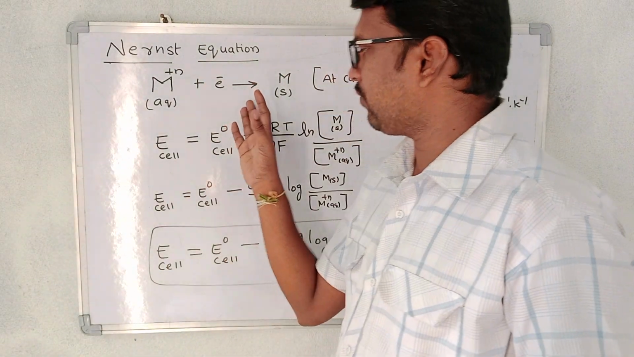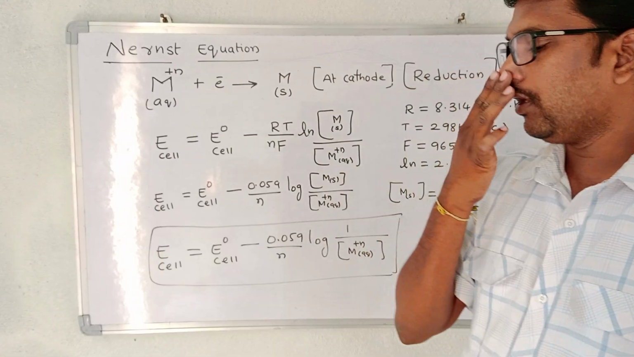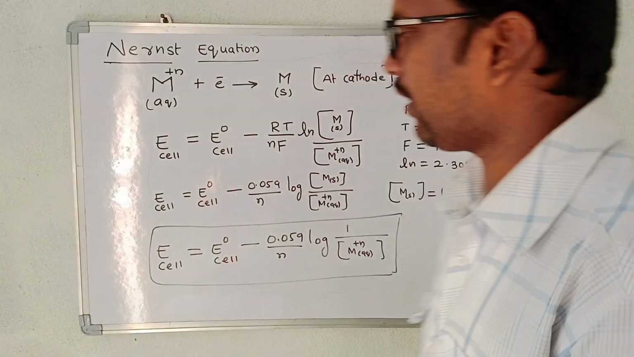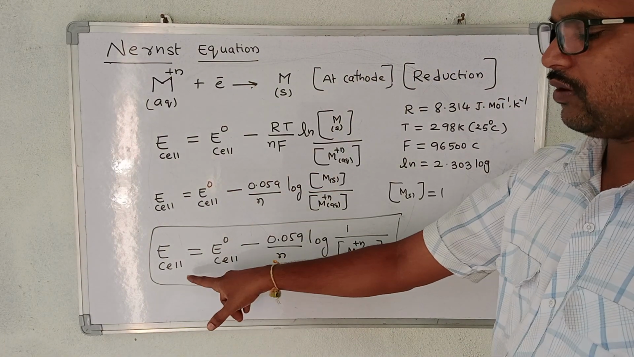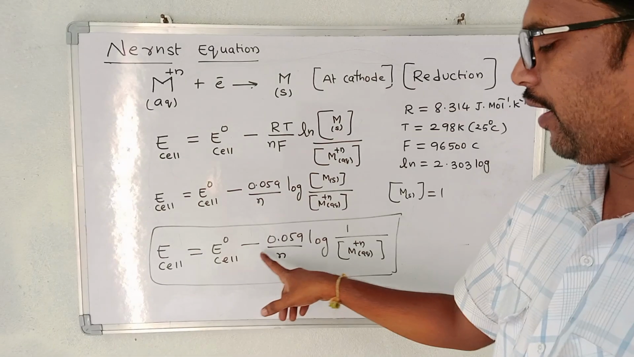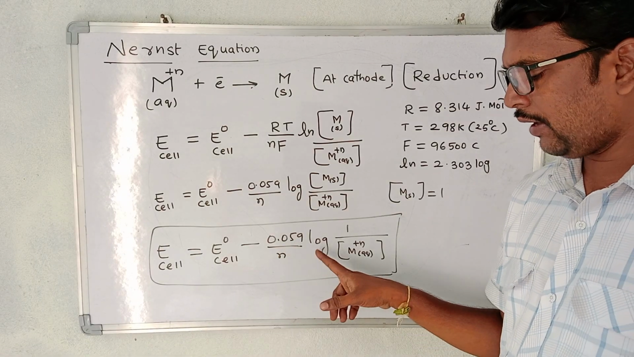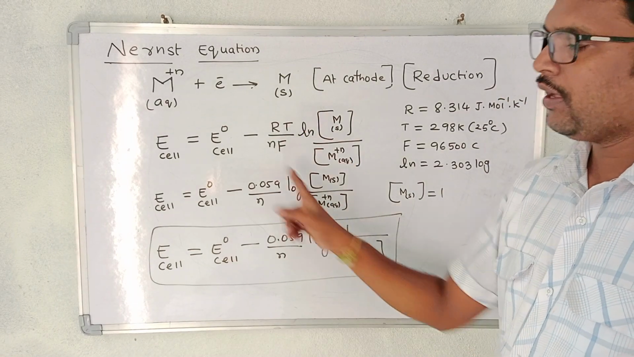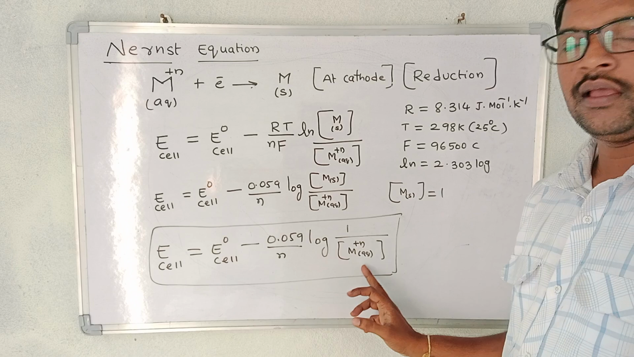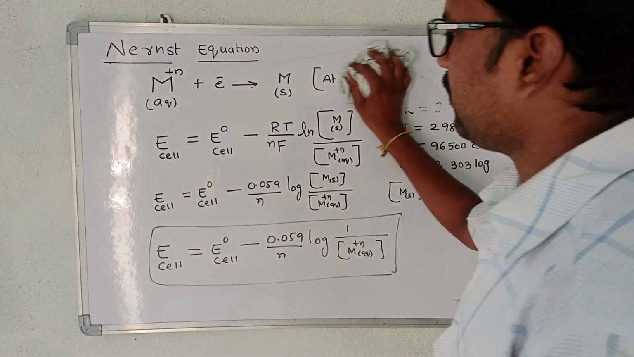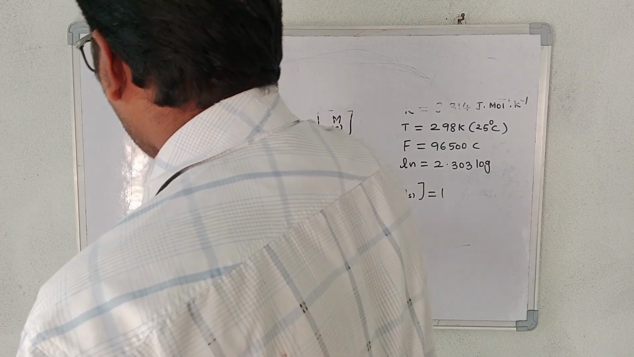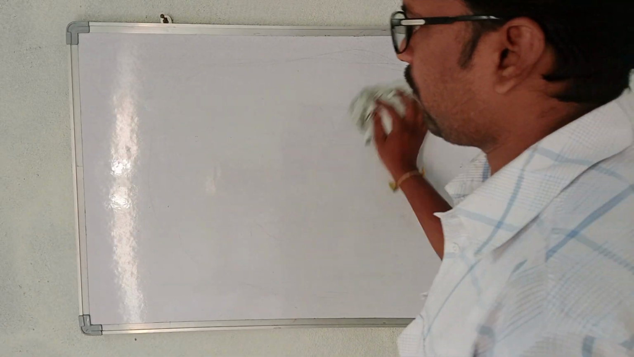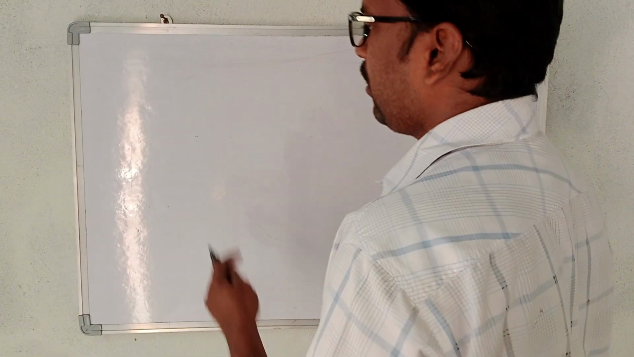Now if you write the same reaction at the anode, the reaction is reversed. Now we can see how to write it. At the cathode, E cell is equal to E naught cell minus 0.059 by n log, and here the product is solid so its concentration is taken as 1, and the reactant is in aqueous solution form so we take its concentration. Now we can write this reaction at the anode. At the anode the reverse reaction takes place.